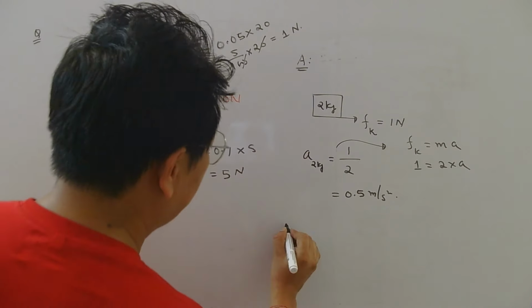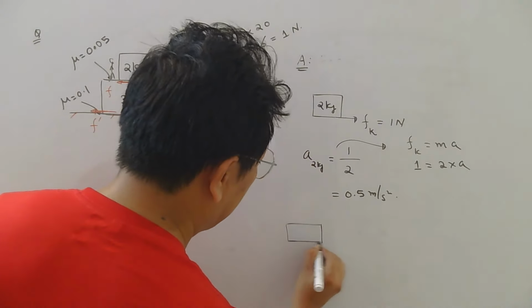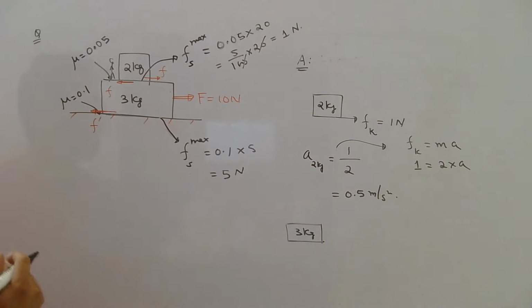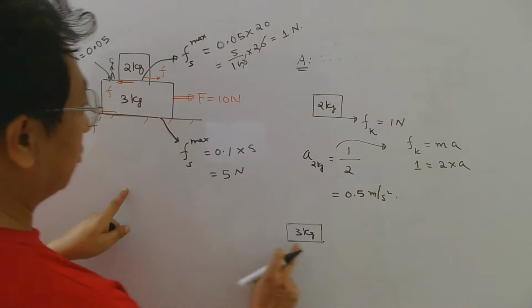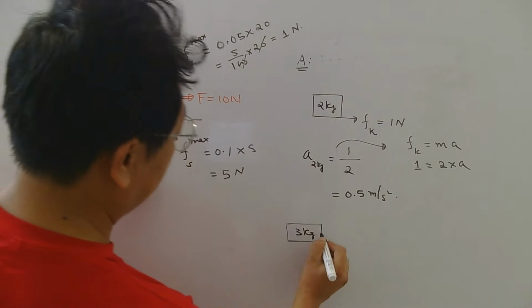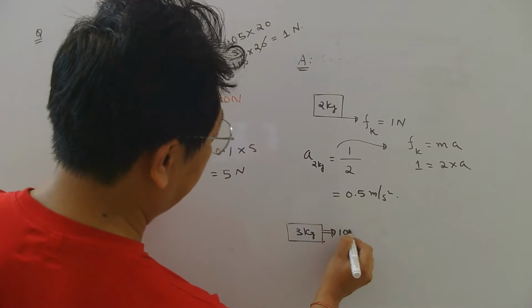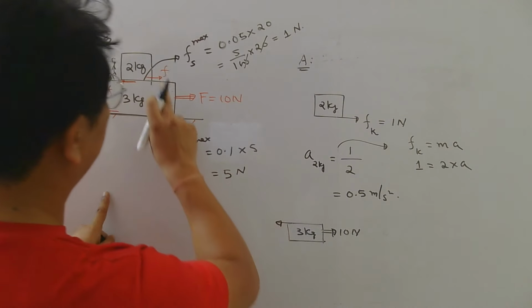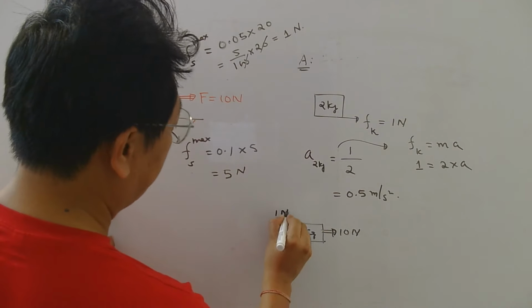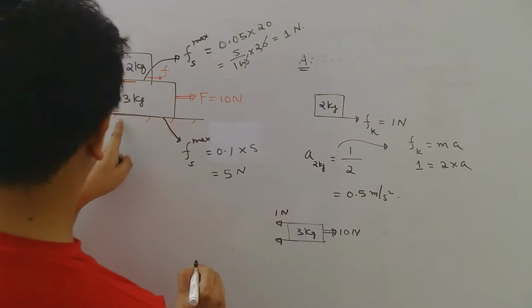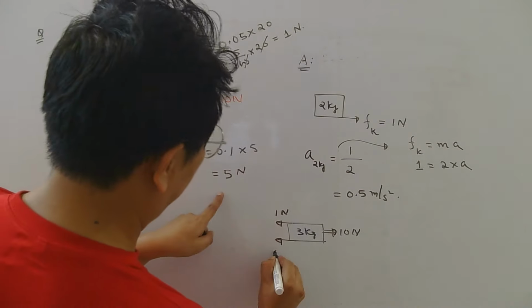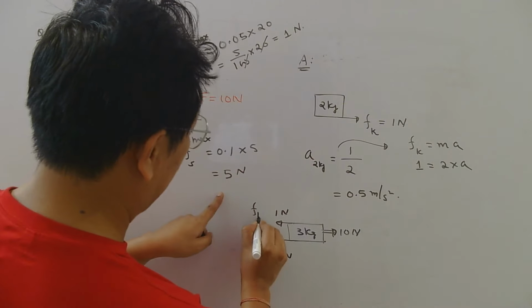So now we will take the 3 kg block as the system. Remember, we cannot take both as the system now because they are not moving together. They are not moving with the same acceleration. So for 3 kg, what are the forces? Here 10 Newton. Here kinetic friction, the reaction of this friction, 1 Newton. And here kinetic friction, which is max static friction, which is 5 Newton. Remember, both are kinetic.